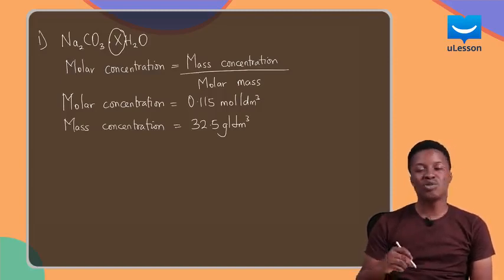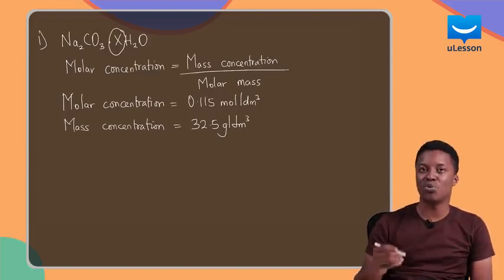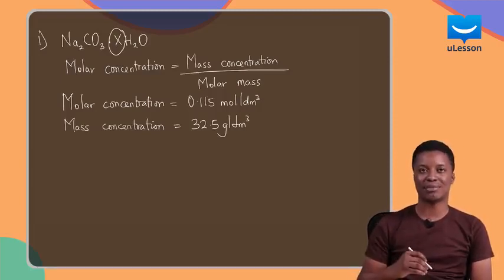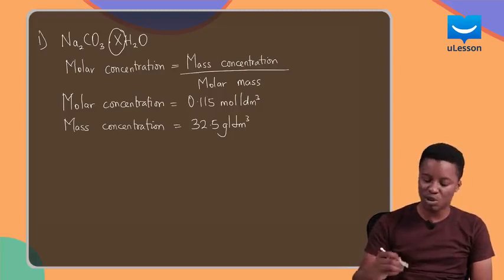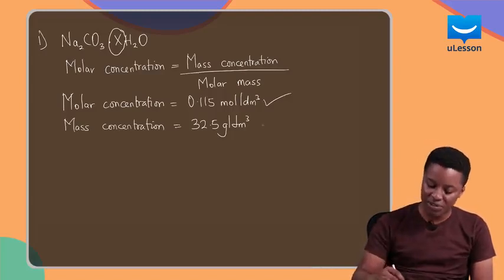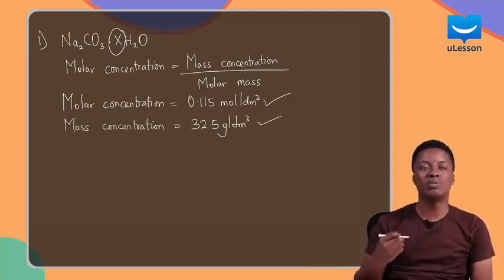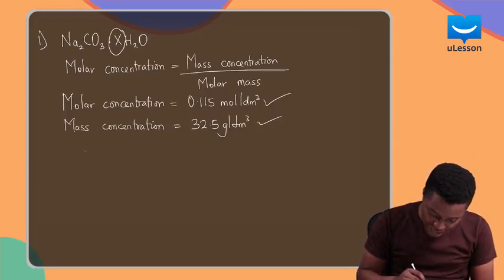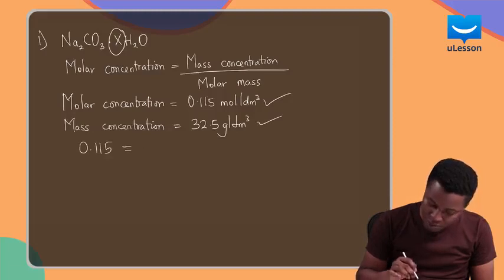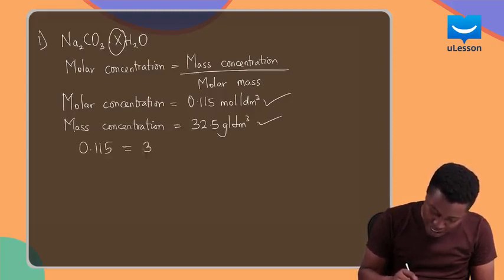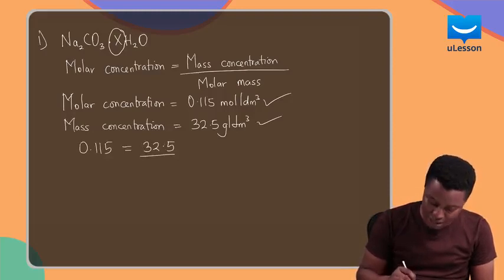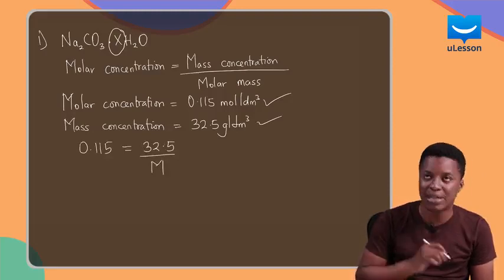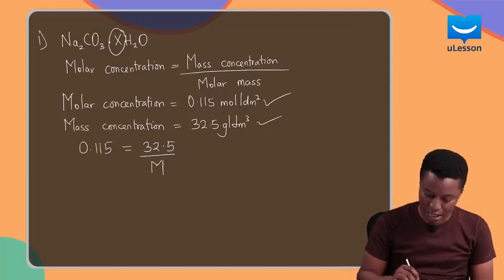Now, the formula to obtain molar mass we know is molar concentration equals mass concentration over molar mass. So since we know the molar concentration already to be 0.115 mole per dm cubed and the mass concentration to be 32.5 grams per dm cubed, we can obtain the molar mass. Let's plug in these values into this formula. We'll have that 0.115 will be equal to the mass concentration, which is 32.5, over the molar mass, which we can represent as M.